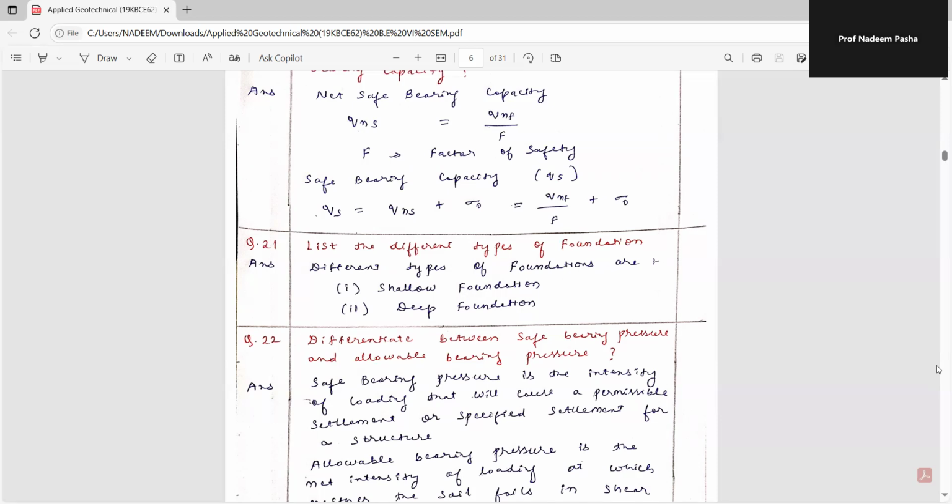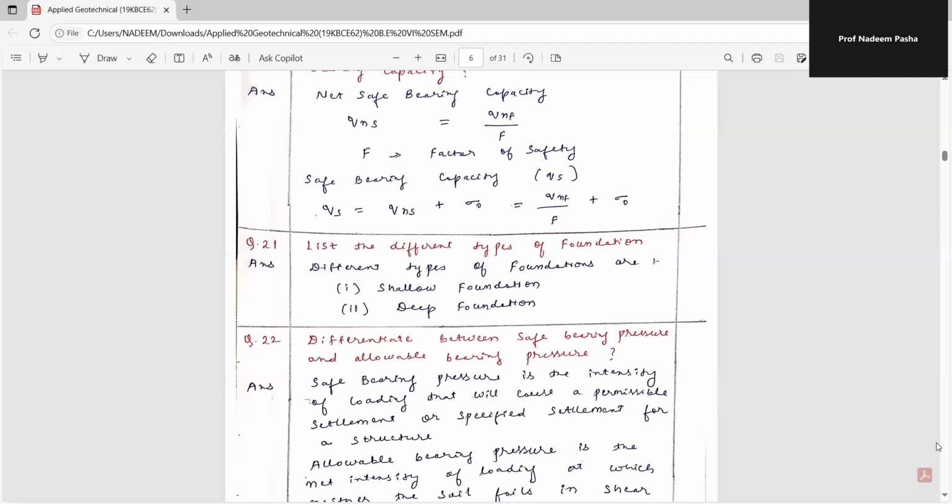List the different types of foundation. The different types of foundation are shallow foundation and deep foundation. Next is differentiate between safe bearing pressure and allowable bearing pressure. Safe bearing pressure is the intensity of loading that will cause a permissible settlement or specified settlement for a structure.